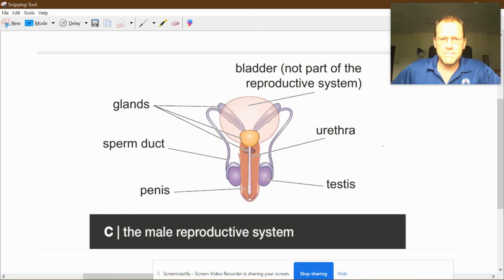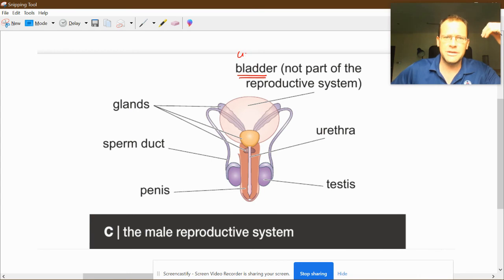So here's the male system. Please note, this structure is two-dimensional, and actually it's sometimes quite difficult to work out where this is. So this is the bladder here. Now, this is part of the urinary system.